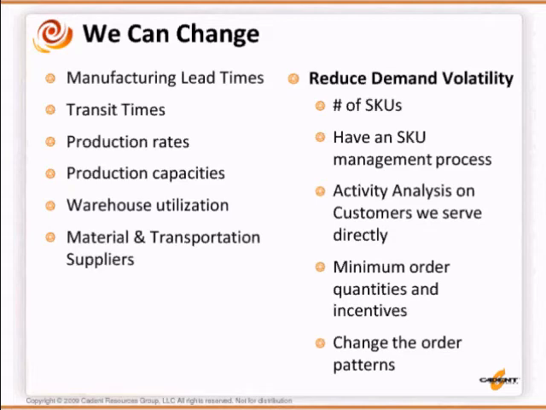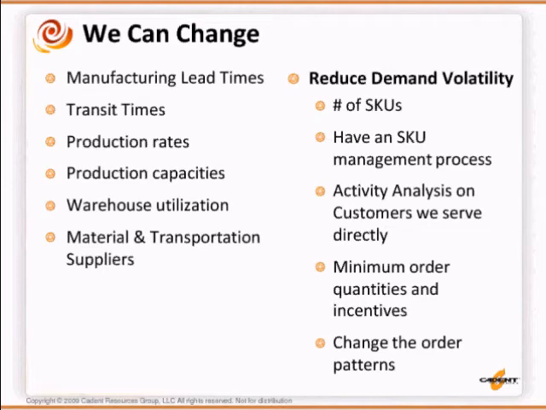Now let's look at, I've taken the demand volatility and blown it up, because this is an area where everybody is concerned about trying to improve their supply chain world. And this is dependent on so many different things, from the number of SKUs to whether you have a good SKU management process. Are all customers equal? You know, you can do an activity analysis on your customer base and decide that some customers are not profitable and maybe you want to push them off to distributors and wholesalers. Do you have your minimum order quantities well established and well communicated? Do you have incentives to your customers to adhere to those minimum order quantities?